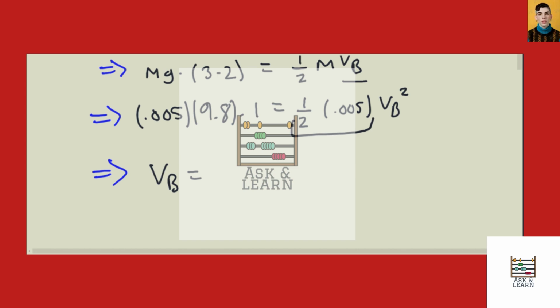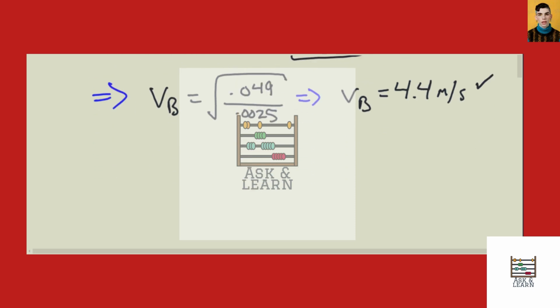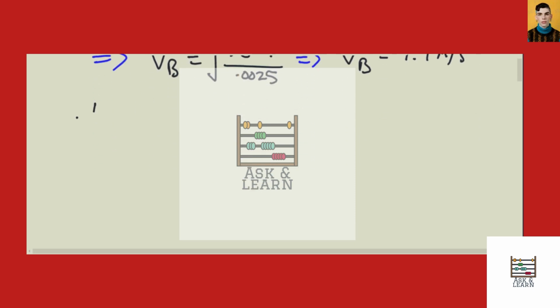So we have VB is equal to 0.049 divided by 0.0025, and then to get rid of the square in VB, take the square root. So VB, the velocity of the marbles as they exit the tube, is 4.4 meters per second. Now that we have velocity, we can find time.